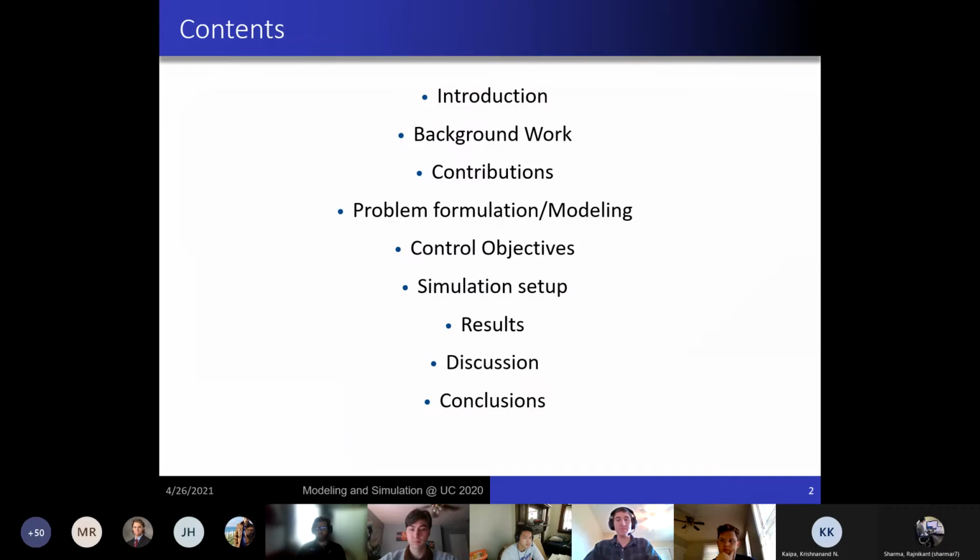All right, so this is just going to be a quick little brief of what we're going to cover today in our project of aerial refueling. We're going to cover what we did to understand the project, the problem formulation, what we did to set up the simulation, the results that we got, and then our final conclusions from the project.